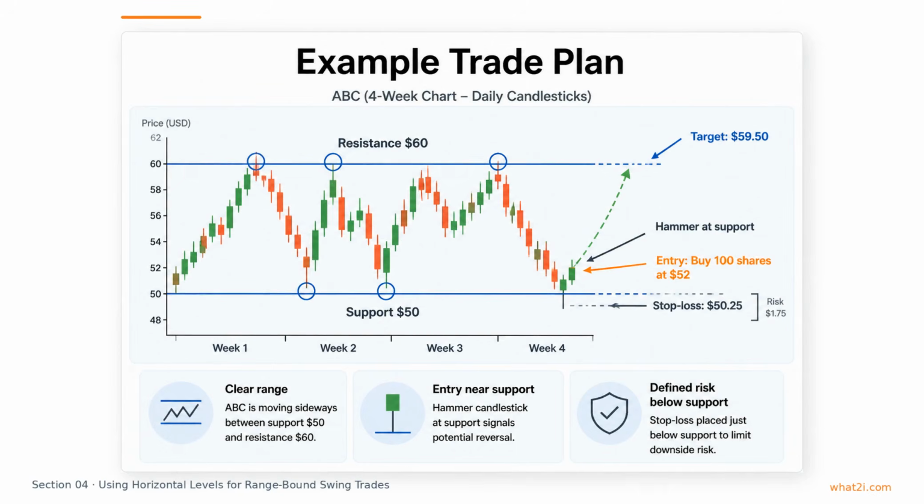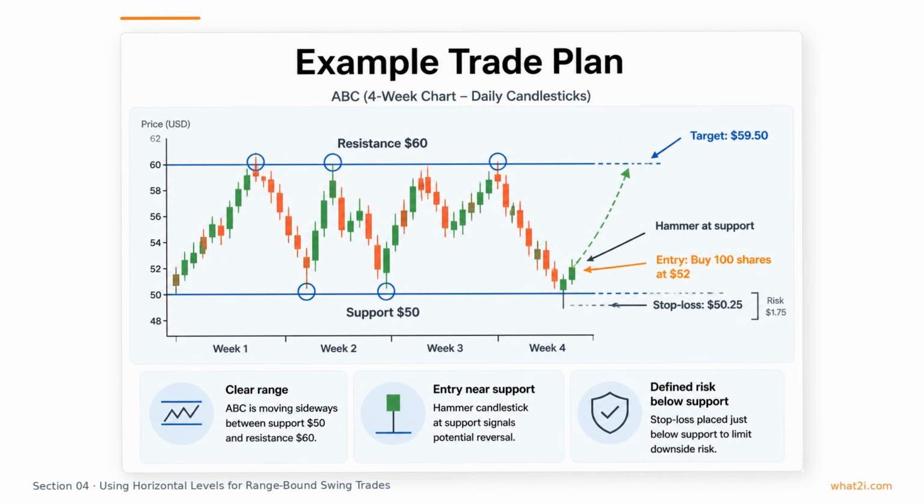This example shows how a range trade might be planned. Suppose ABC has traded between 50 support and 60 resistance for 4 weeks, with 3 tests on each side. Price returns to support, touches 51, forms a hammer, and closes at 52. That gives a possible entry at 52 with confirmation near the lower boundary. A stop at 50.25 sits below support, while a target at 59.50 aims just inside the upper boundary.